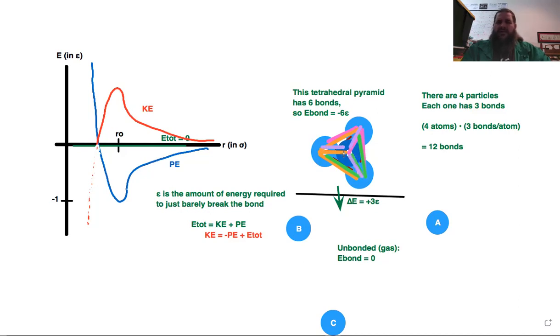So if we say that each particle has 3 bonds, that's true, but that also counts each bond twice. Yeah, exactly. We're counting A, B as a bond. We also just counted B, A as a bond. But that's not really 2 different bonds. A, B, and B, A are the same bond. So how do we undo that? How do we modify our mathematics here to account for that double counting?